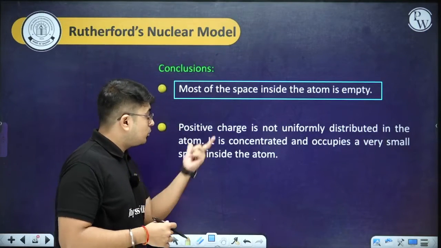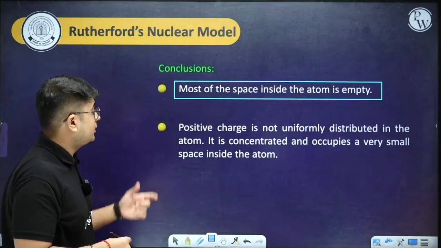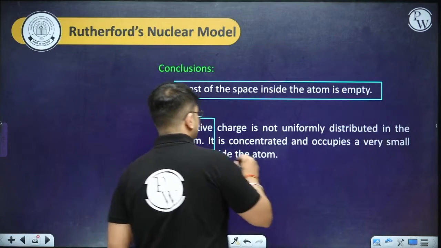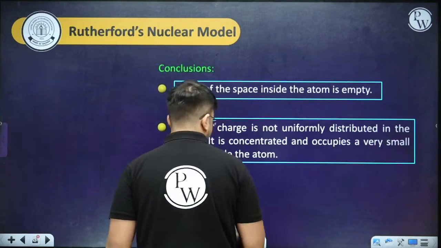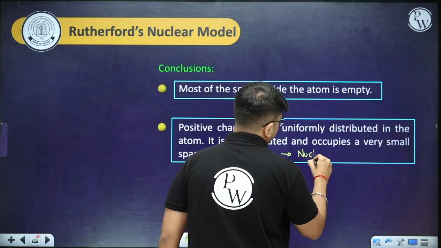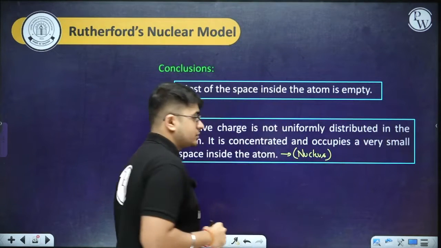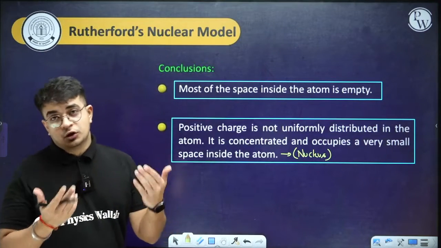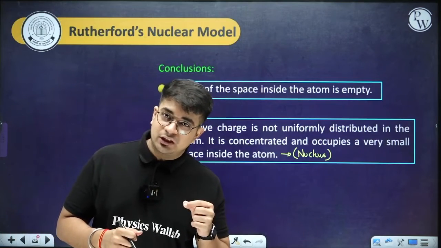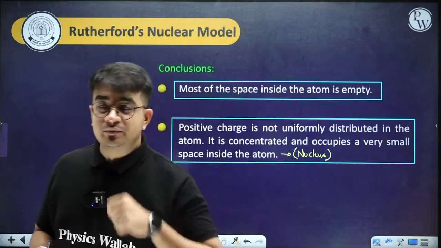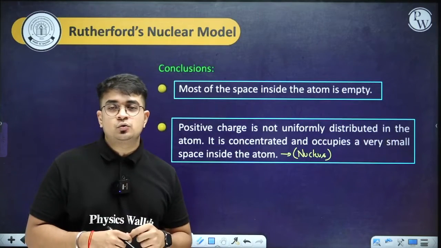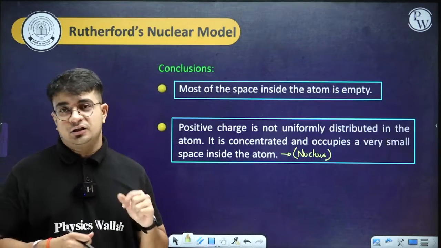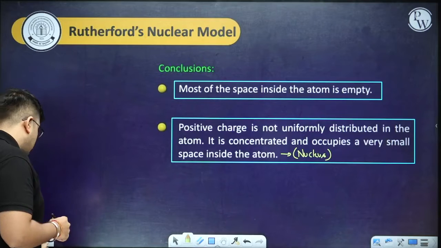Now the next part is that positive charge is not uniformly distributed in the atom. It is concentrated and occupies a very small space inside the atom. And this term was nothing but the nucleus, the point where the entire mass and the positive charge are concentrated. Because alpha particles, which are already positively charged, when they are subjected to a particular point, you can see there is a deflection, because positive charges repel each other. So that was the observation related to Rutherford's entire experiment.